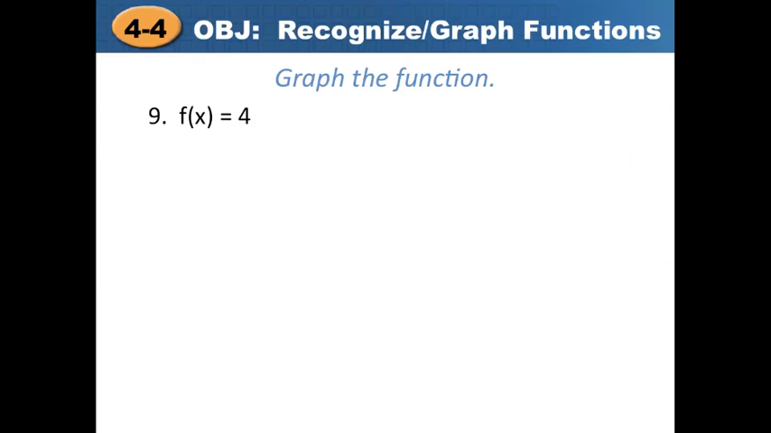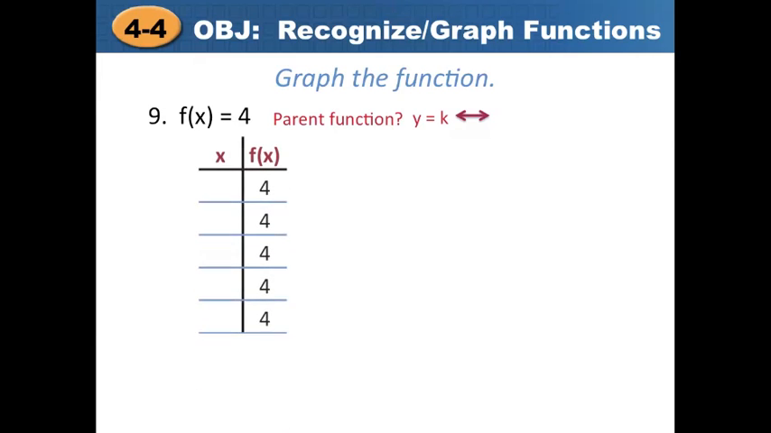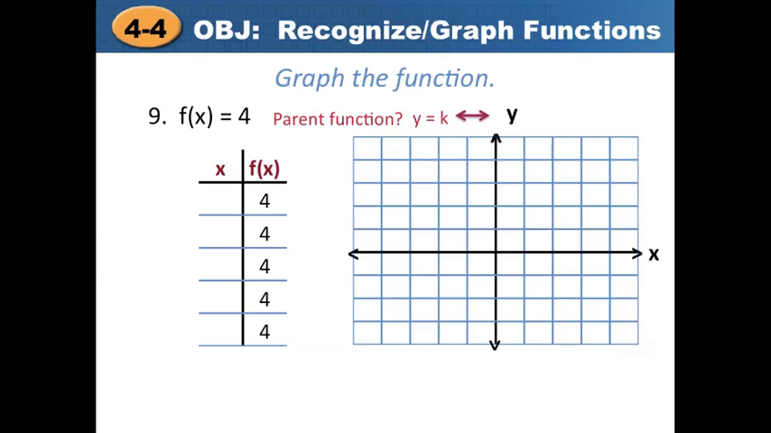Example number 9. We're going to graph f of x equals 4. This is the parent function y equals a constant, because remember, f of x is the same as y. So again, make a table of values where every y number, or in this case, f of x number, is 4. You get to pick your favorite numbers for x. Choose any value. This time I'm going to go with -2 to 2.